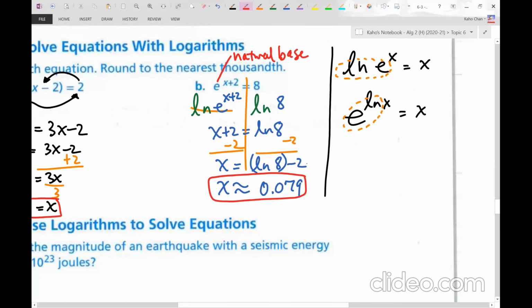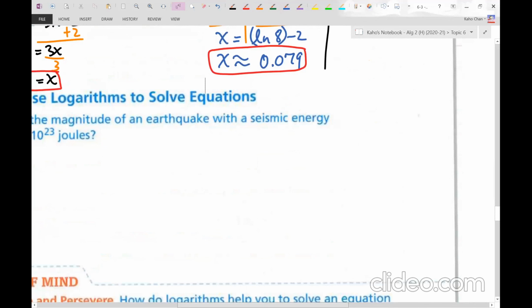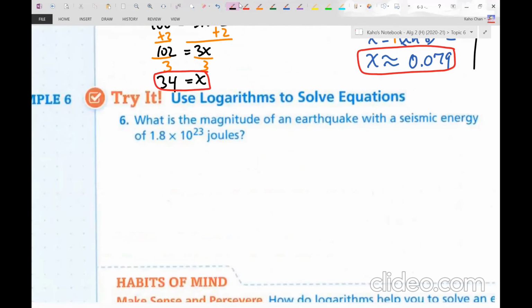So we just picked up a lot of little things there, okay? I'm actually going to skip number 6 this year. And let's jump to the last page.